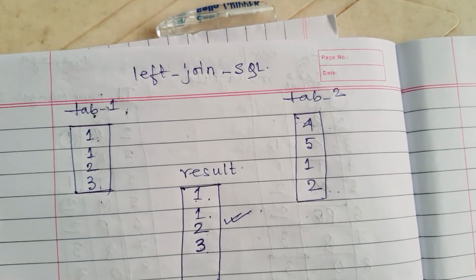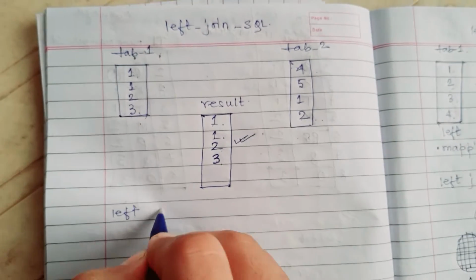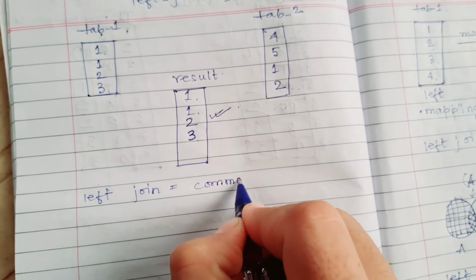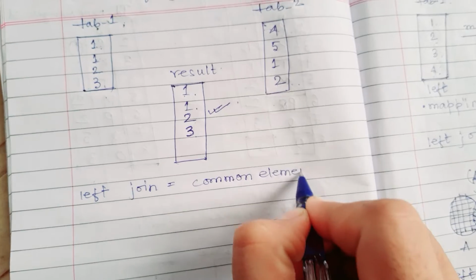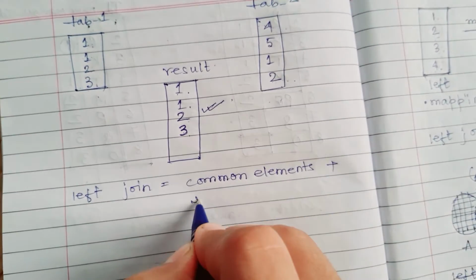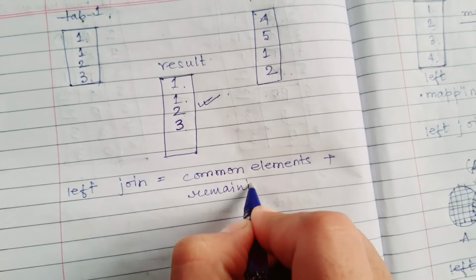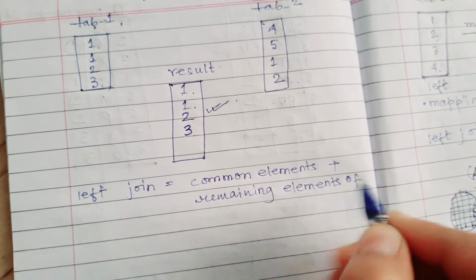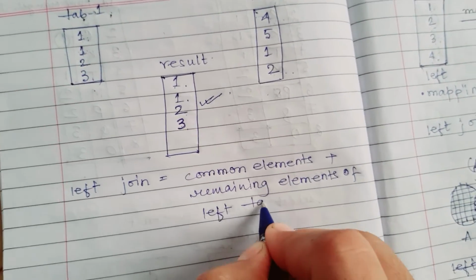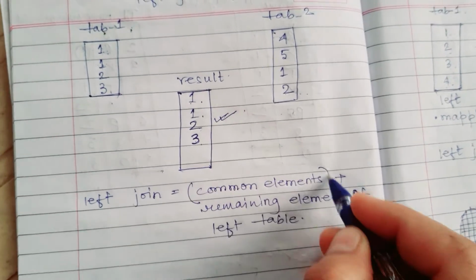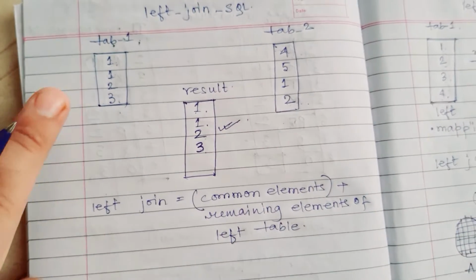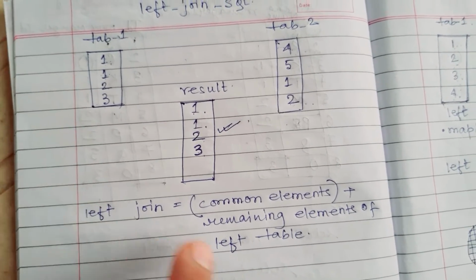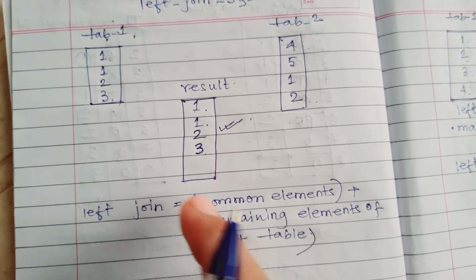So simply, if you understand, left join equals common elements plus remaining elements of the left table. The common elements of both the tables, plus the remaining elements which are not getting mapped with any of the elements in table 2, will come under this, and that will be the entire result.